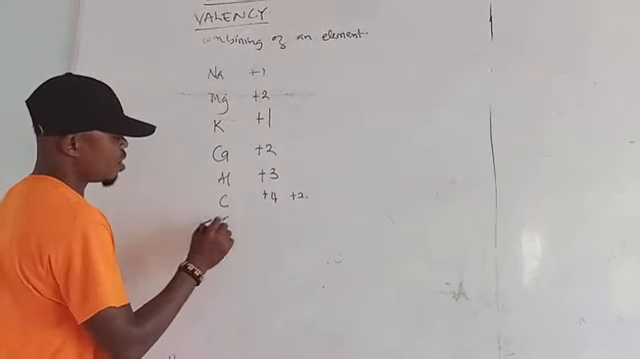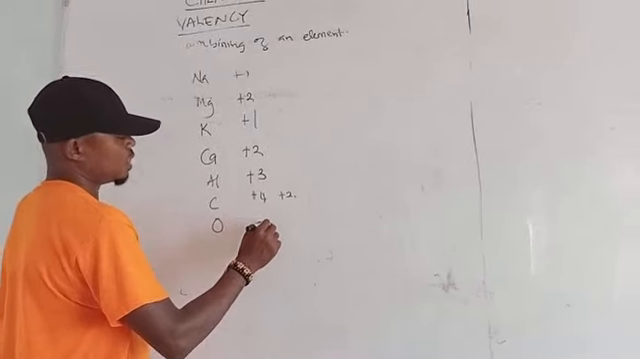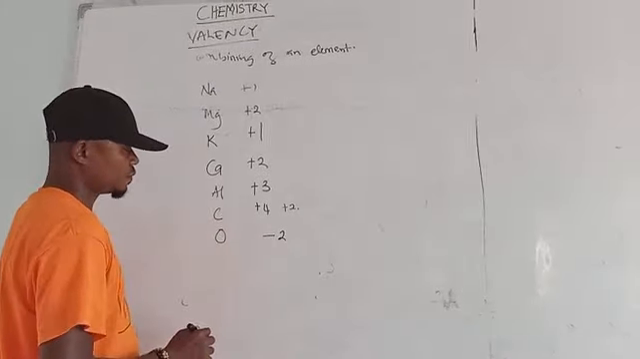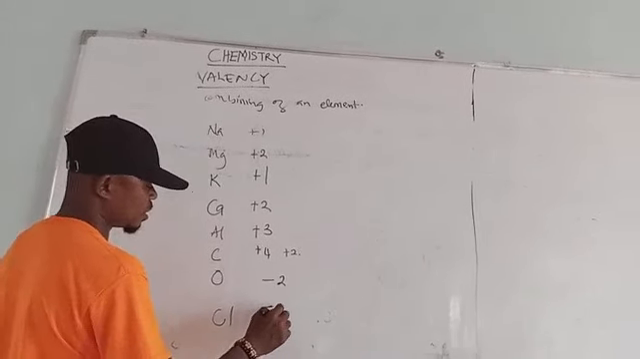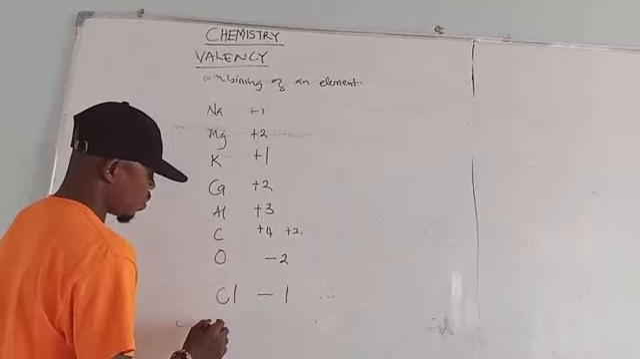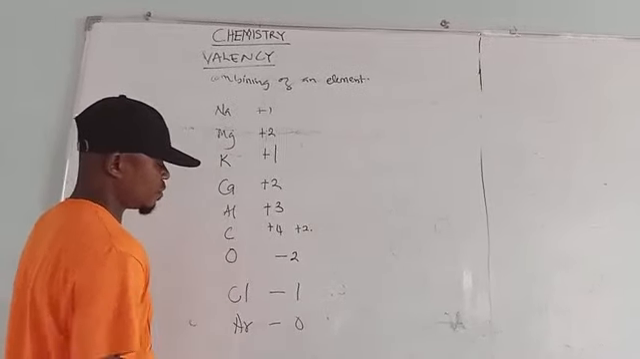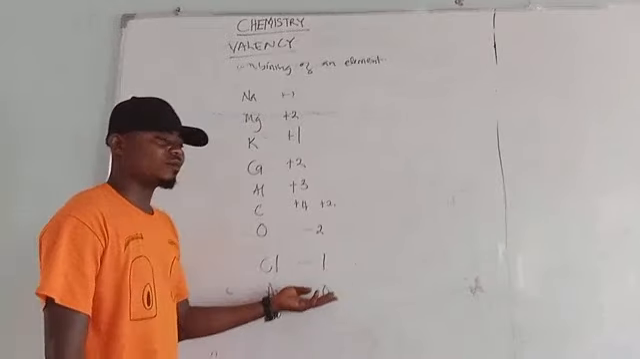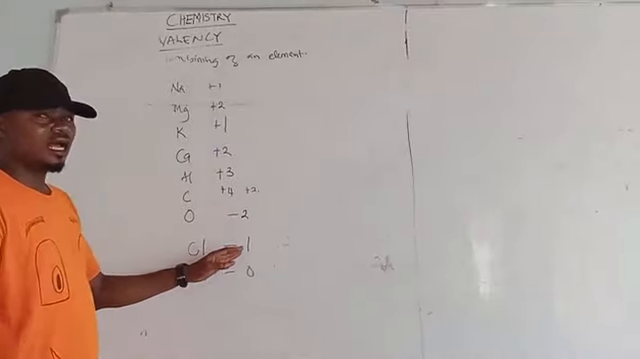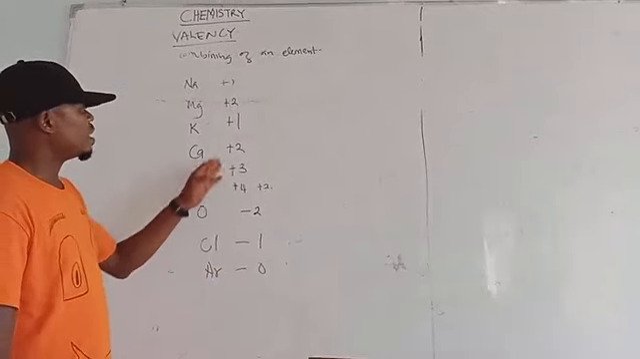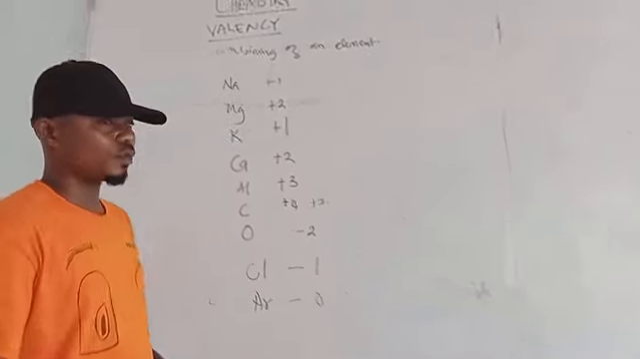Then we have oxygen in group 6 with an oxidation state of -2. We have chlorine in group 7 with an oxidation state of -1. Then we have argon in group 8 with an oxidation state of 0, which means it neither accepts nor gives out electrons. The ones with negative oxidation state are the ones that will accept electrons, while the ones with positive oxidation state are the ones that will give out electrons.